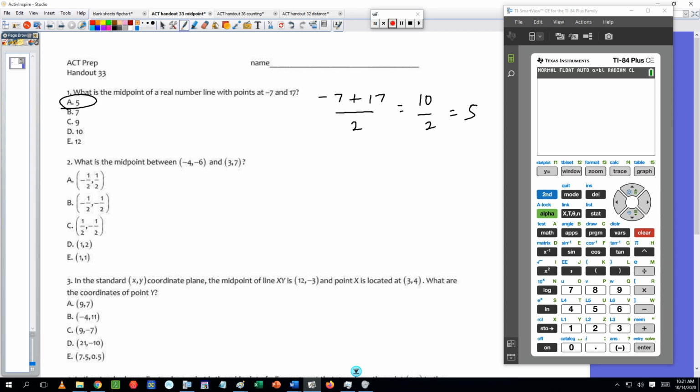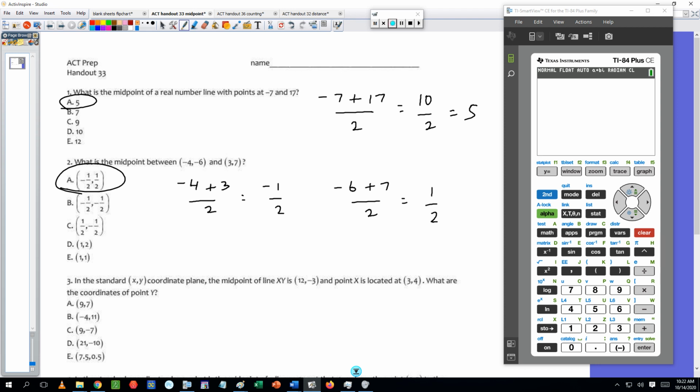Your answer is A. What is the midpoint between these 2 coordinates? So to figure out the x part of the answer, you'll take the 2 x's and we'll average those. This will be -1/2. And then we'll do the same thing with the y's. -6 plus 7 divided by 2 is 1/2. So we're looking for the point -1/2 and 1/2. A.